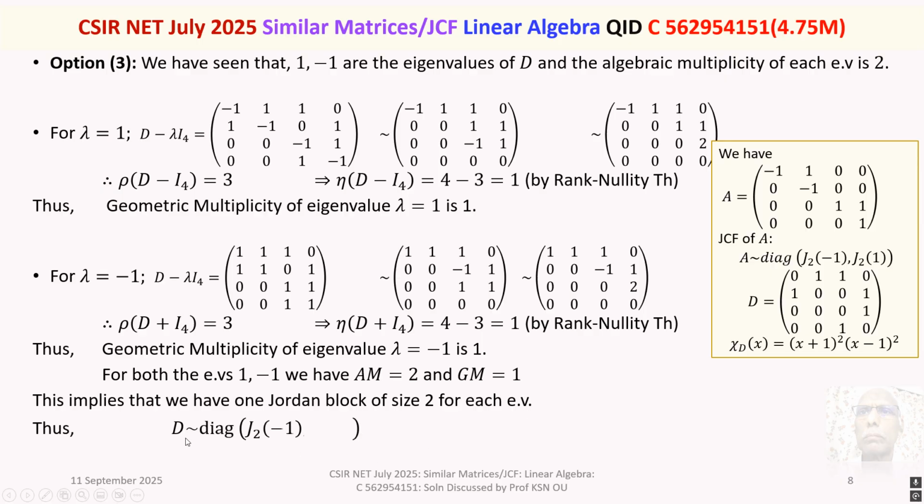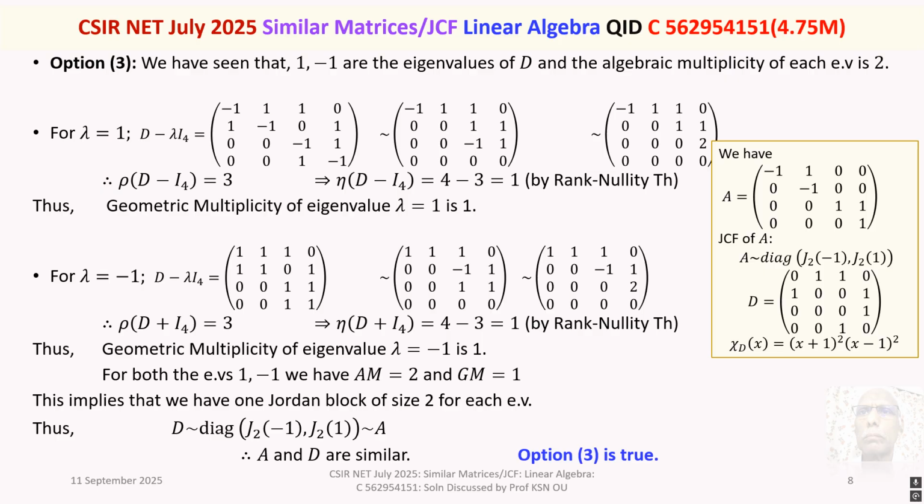So that D is similar. The Jordan canonical form of D will be diag of J2 of minus 1 and J2 of 1, which is the same as the JCF of A. So since they have the same JCF, they are similar. Thus A and D are similar. Thus option 3 is true.